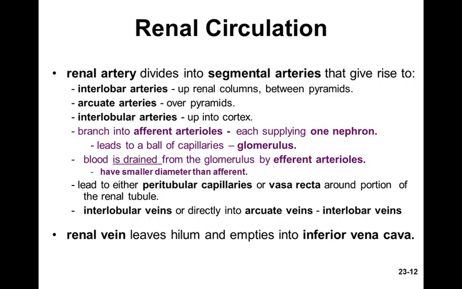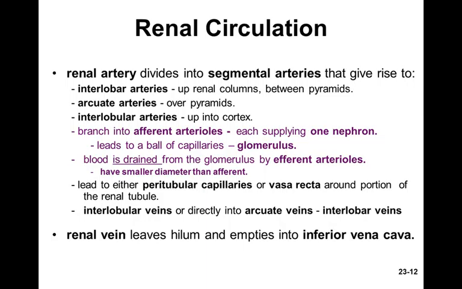Now, that afferent arteriole leads to a ball of capillaries. We call this the glomerulus. The ball of capillaries, which are the blood vessels, is the glomerulus, which is inside of each nephron. Now, blood is drained from the glomerulus by efferent arterioles, and efferent arterioles are a lot smaller in diameter than afferent. So basically, more blood moves into the kidney than comes out of the kidney. But again, once we get into the kidney, we're filtering out some of that filtrate.